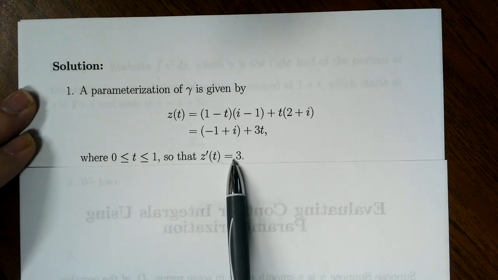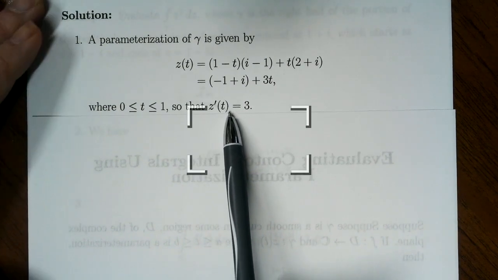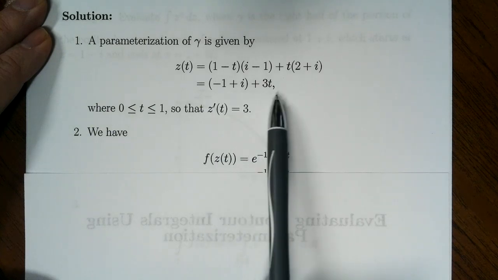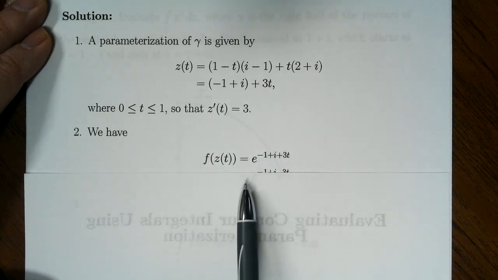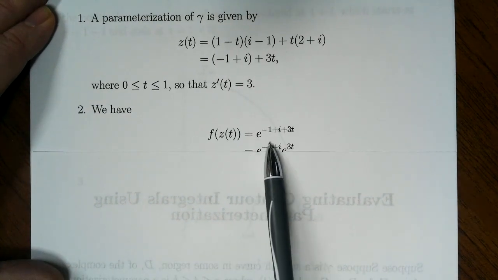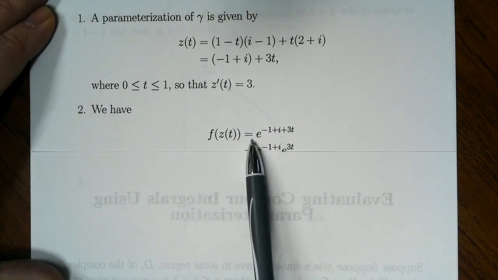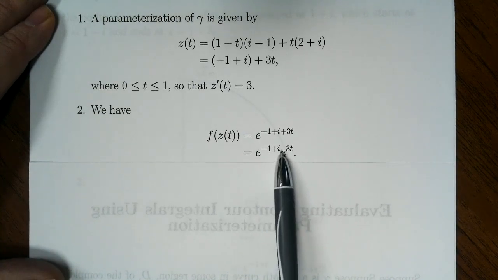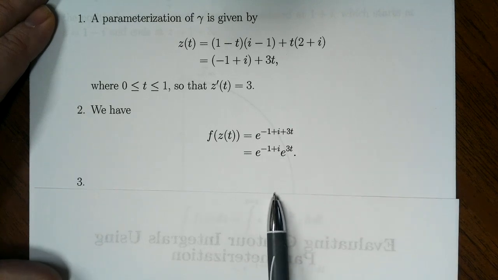Now we're going to also need z'(t), and if we calculate the derivative of this with respect to t, we simply get 3. So, next step. Take our formula for z(t), substitute it into f, which in our case is the exponential function. So we get e to the (minus 1 plus i plus 3t). And I'm going to simplify this a little bit: e to the (minus 1 plus i) times e to the 3t.